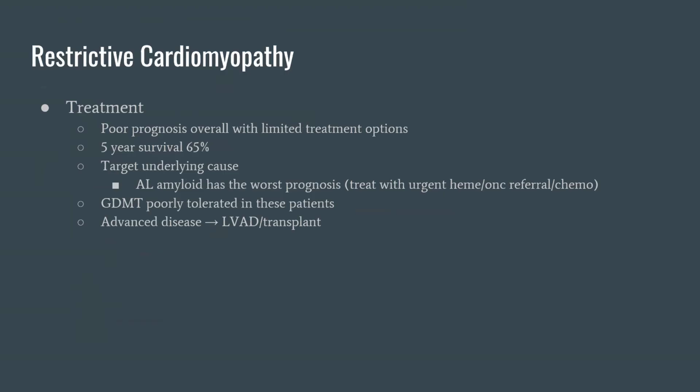The prognosis is poor overall, with limited treatment options. The 5-year survival rate is 65%. We target the underlying cause. AL amyloid has the worst prognosis. Usually with cardiomyopathies, to help remodeling, we treat with guideline-directed medical therapy. But they don't tolerate it. They become hypotensive. They feel worse on a beta blocker. So it's really tricky to treat these patients.